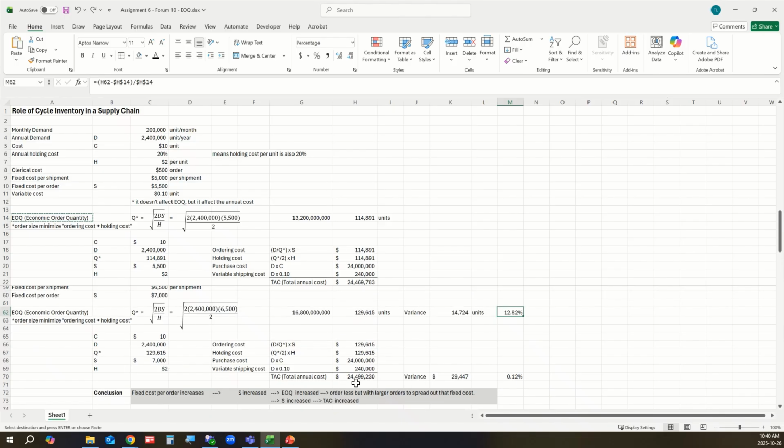And the total annual cost now will increase by 0.12%, because when the fixed cost increases, it will affect the ordering cost and the holding cost. You can see the fixed cost here in the ordering cost, and the fixed cost change will affect the order number, so it will affect the holding cost.